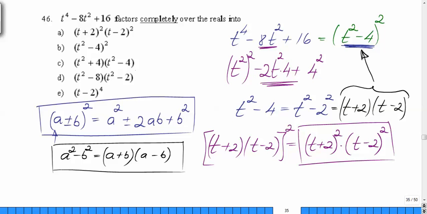Okay, and now we can go back to your options and say t plus 2 squared times t minus 2 squared is option A. And who's the happy one? It's probably you. Why? Because you were able to solve this problem, and you can do the same with any other similar problem on the proficiency exam. Any questions? If you spot any mistakes, let me know. This is it.